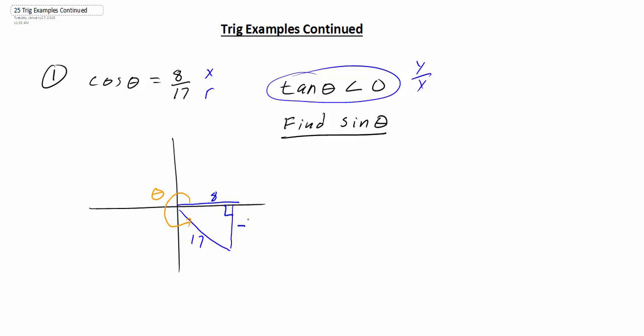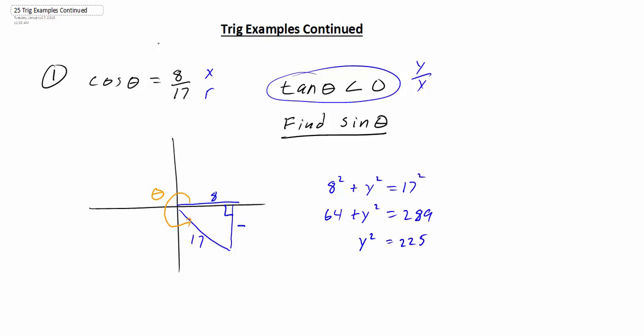So then how do we find the other side? Well, of course, we can use the Pythagorean theorem. So we know that x is 8, so we would take 8 squared plus y squared equals the hypotenuse or the radius squared, so that's 17 squared. So we would get 64 plus y squared equals, and then 17 squared is equal to 289. So that means y squared is equal to 289 minus the 64, which is 225.